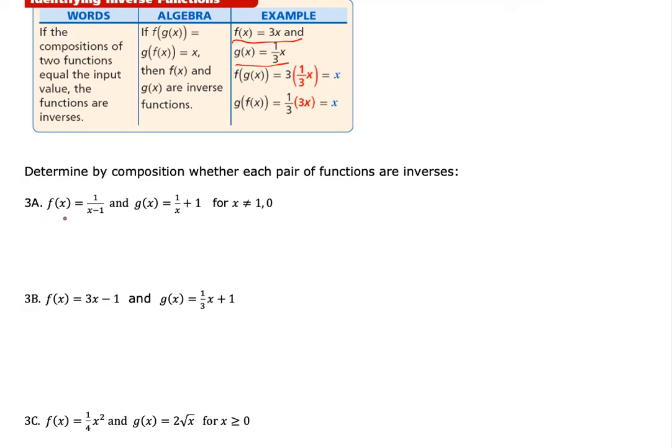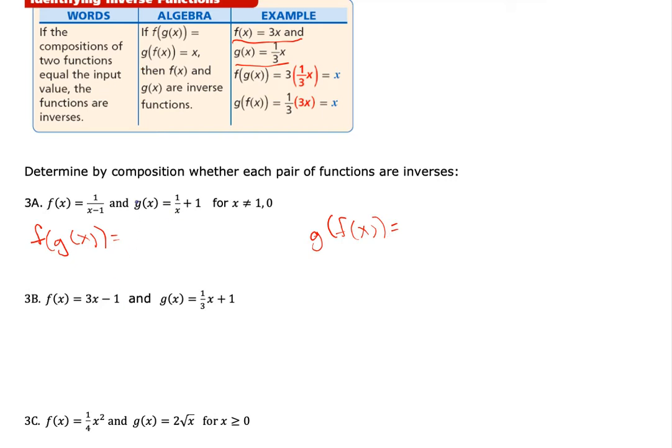So I have two functions here, and I'm going to use f of g of x, and then I'm going to do g of f of x. And what I want is for them to both reduce down to just x. Anything else, and they're not inverses.